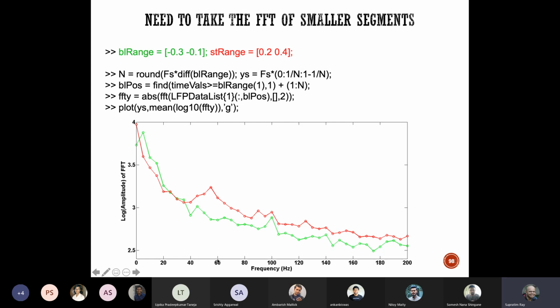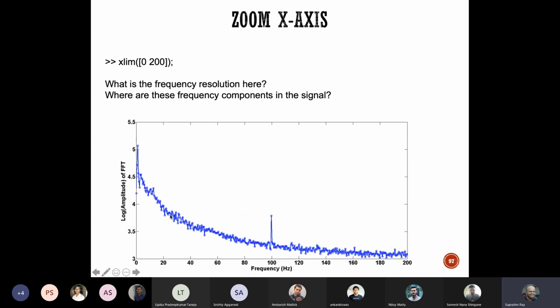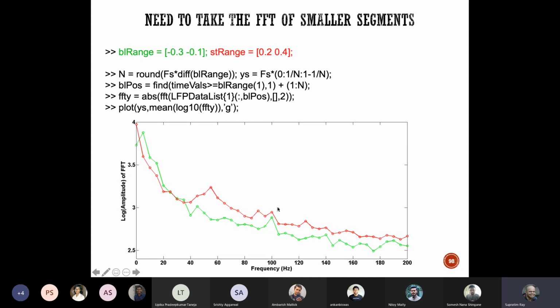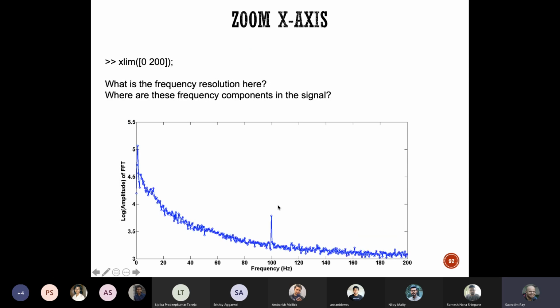However, the frequency resolution depends on the duration over which you compute the FFT. It's in fact given by 1 over T. So if you only have 200 milliseconds, your frequency resolution is now 5 hertz. So the dots here are much more spread out than the dots here. Likewise, this 100 hertz component, which is so nicely captured here, is not as prominent here. As you can see, there is a bump, but it's no longer as prominent as it was earlier here.